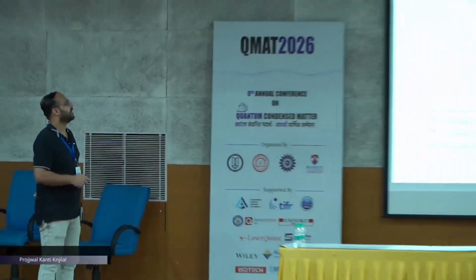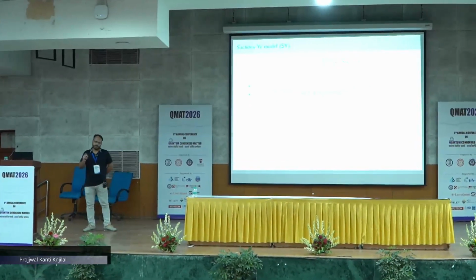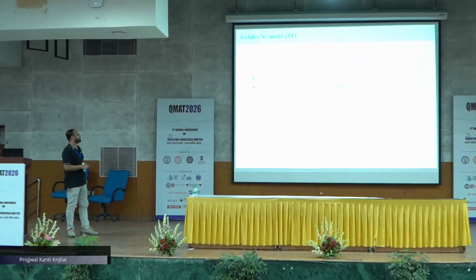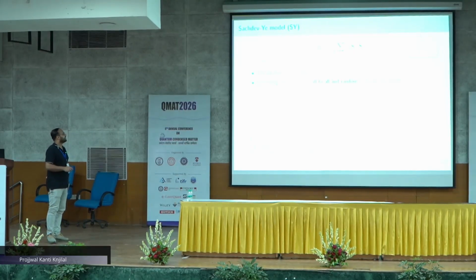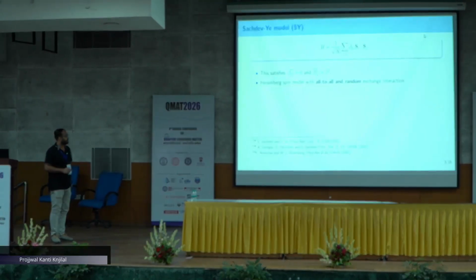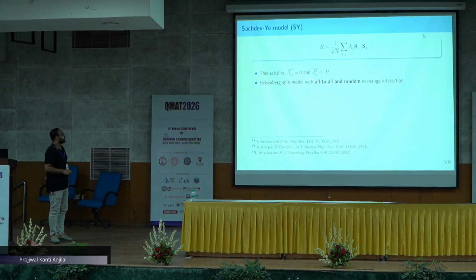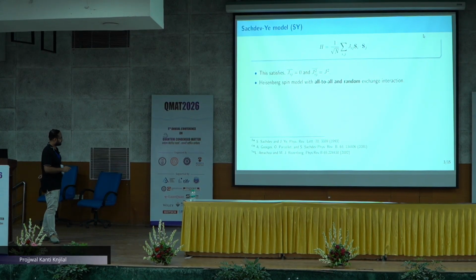But in this case, we are taking the zero temperature limit, and we will look into how the quantum spin glass phase melts into the quantum dimer paramagnet phase. As a model for this quantum spin glass phase, we take the Sachdev-Ye model, which gives you a spin glass phase at the ground state. This is a Heisenberg spin model where the interaction is all to all. Each spin interacts with every other spin in the system, and the exchange interaction is random in nature. So if I take an average, it goes to 0, but it has a non-zero variance.